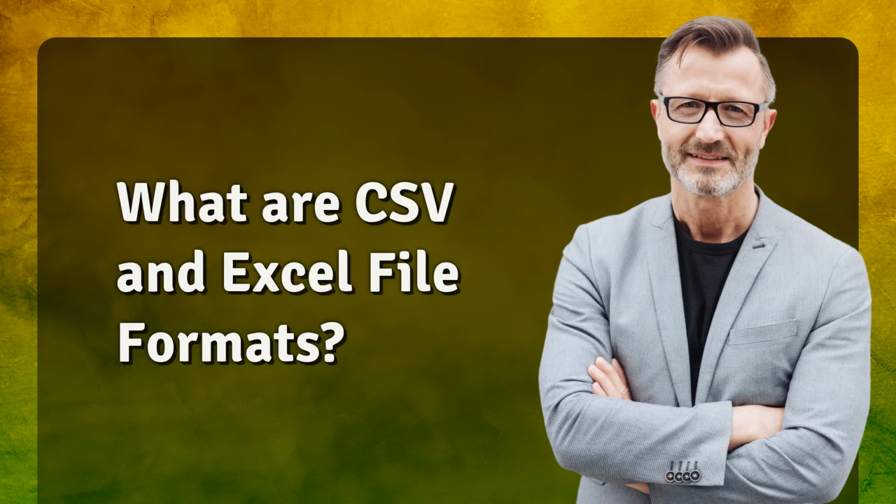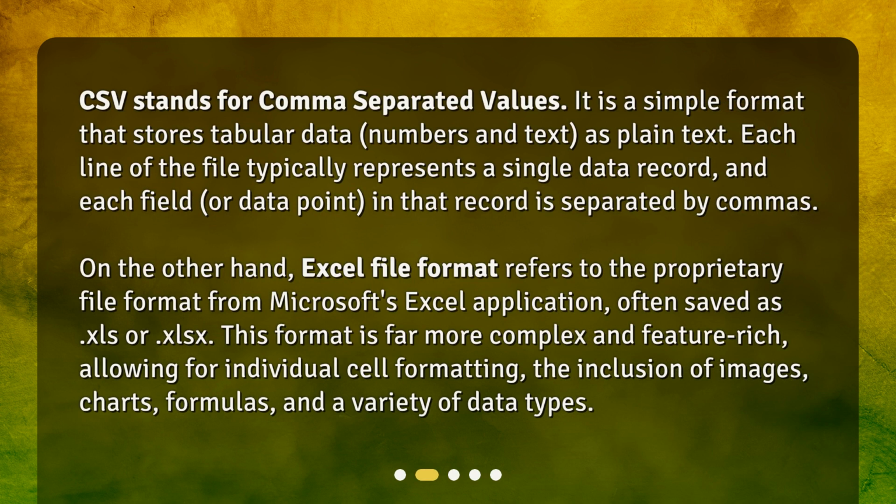What are CSV and Excel file formats? CSV stands for comma-separated values. It is a simple format that stores tabular data, numbers and text, as plain text. Each line of the file typically represents a single data record, and each field or data point in that record is separated by commas. On the other hand, Excel file format refers to the proprietary file format from Microsoft's Excel application, often saved as .xls or .xlsx.